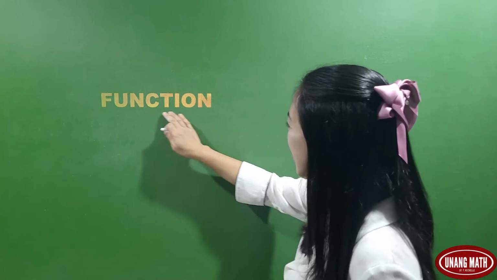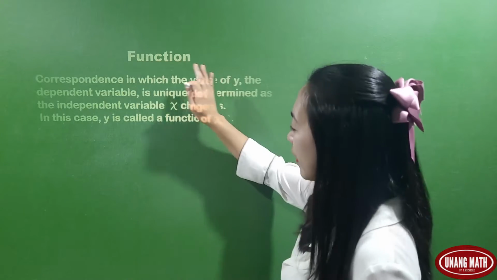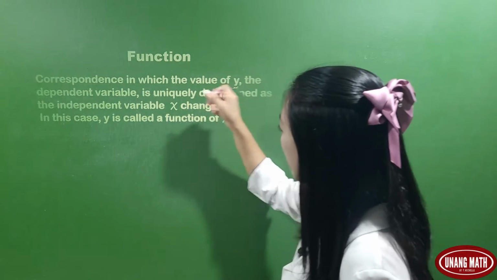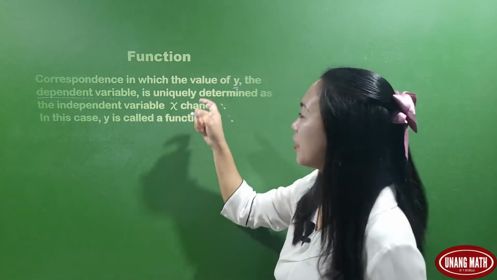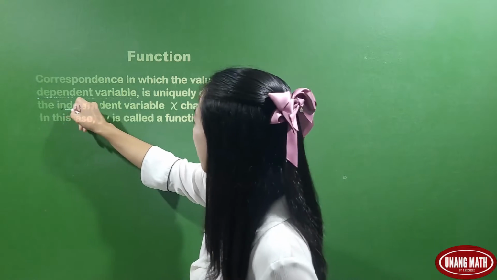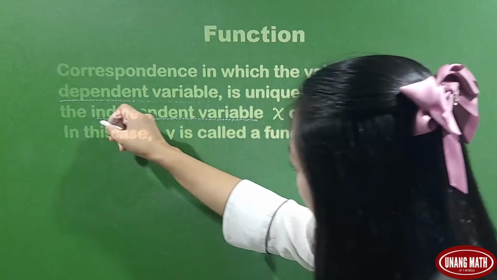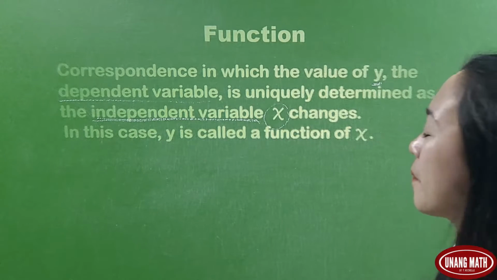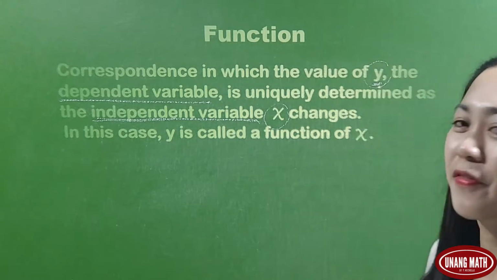In this episode, I will be covering the lesson about function. What does it mean when we say function? Function is the correspondence in which the value of y, or our dependent variable, is uniquely determined as the independent variable x changes. We have here these terms: independent variable, that's our x variable. We also have dependent variable, that's our y variable.